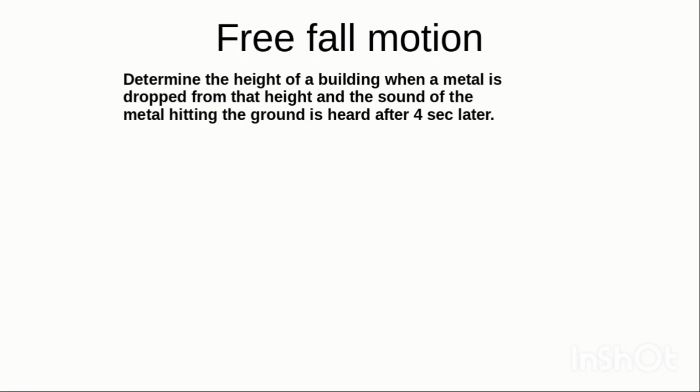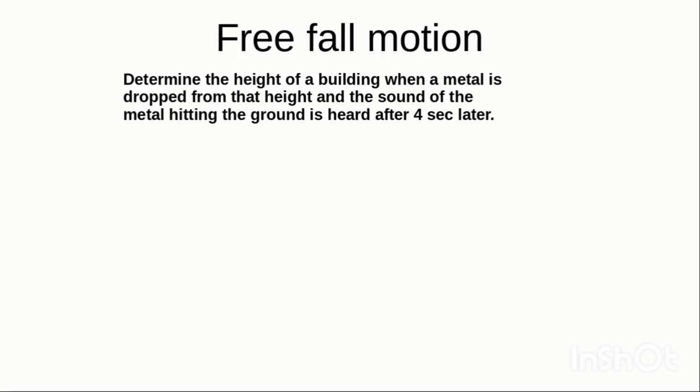So what we can do in this problem is to split the timing into two parts. The first is the time it takes for the coin to drop from that height to the ground. The second part of the timing is the time it takes for the sound to get to the thrower. So the first part will be time t1, and the second part will be time t2.